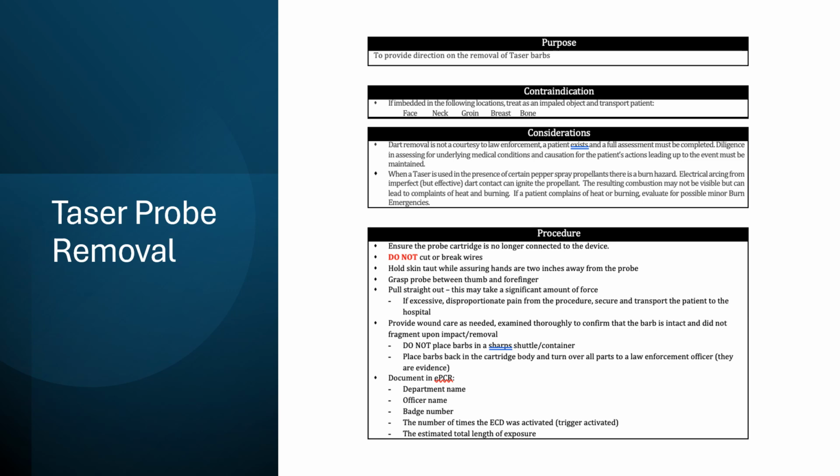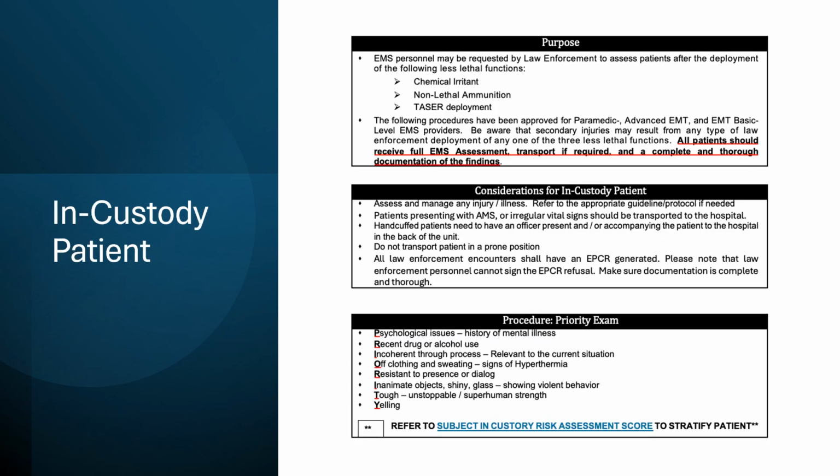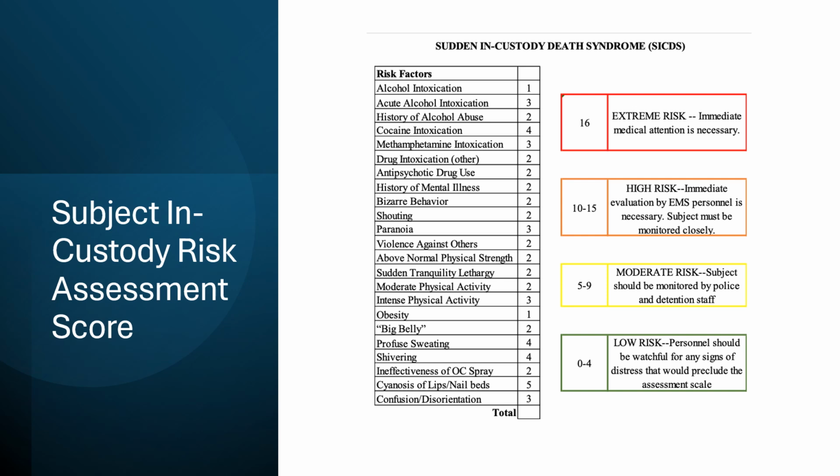Next slide. In custody patient, we had this before, I believe, right? This was ours before. It's really important if you have someone in custody that you use this if you don't know what to do, because you're going to be there wondering, should we take them? What is the evidence behind taking this patient? There's now a subject in custody risk assessment score. Go to the next slide. This is going to guide you. Do not give this to PD and tell them, call me if they're in the red. I will lose my mind if you do that.